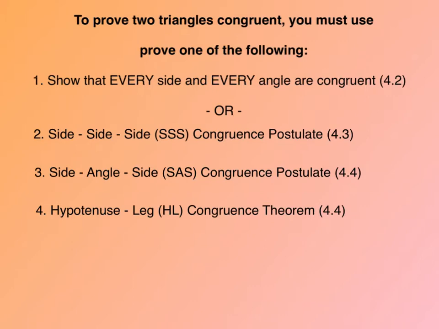So remember, to prove two triangles are congruent, you can prove that every side and every angle are congruent. That was from 4.2. You can prove SSS from 4.3, that was in the other video. You can prove side angle side. Remember, the angle must be included, so between the two sides. That was in 4.4. And now today, we're going to do what's called hypotenuse leg, or HL.